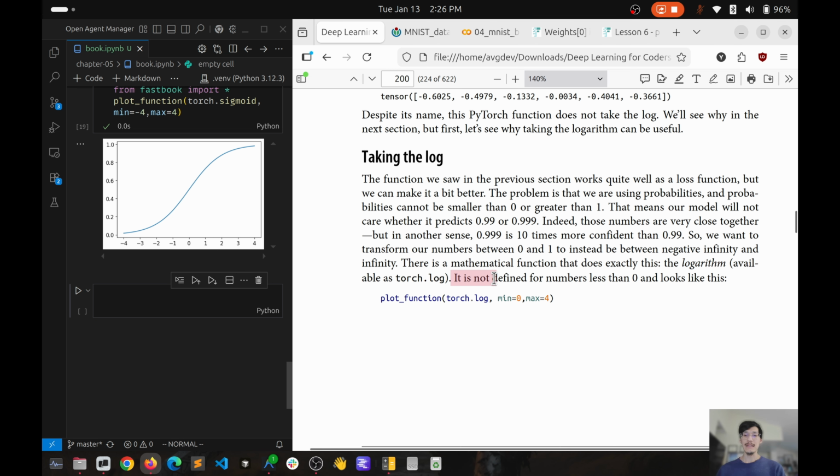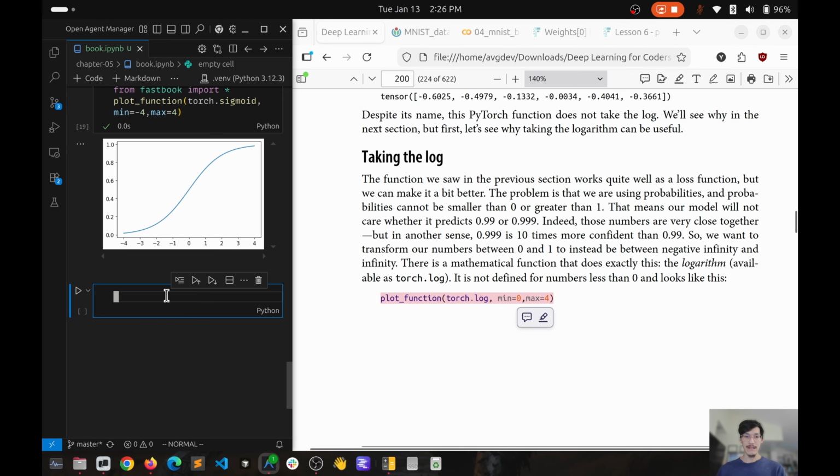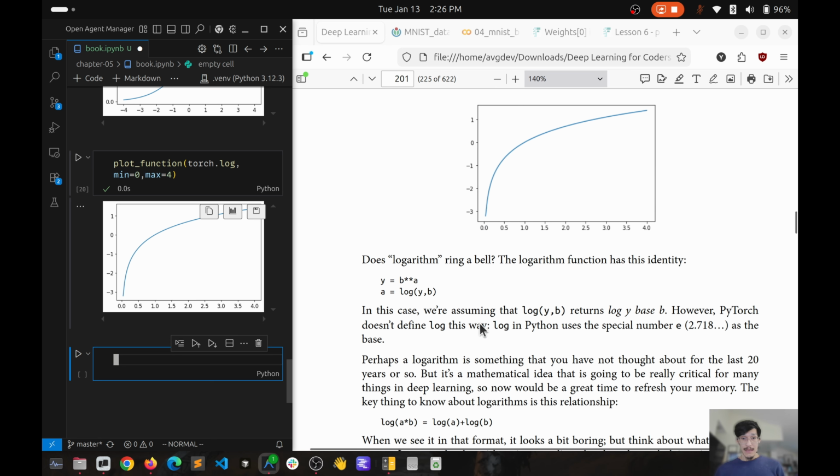It is not defined for numbers less than 0 and looks like this. Plot function, torch.log, min 0, max 4. Let's see what that looks like. Does logarithm ring a bell?